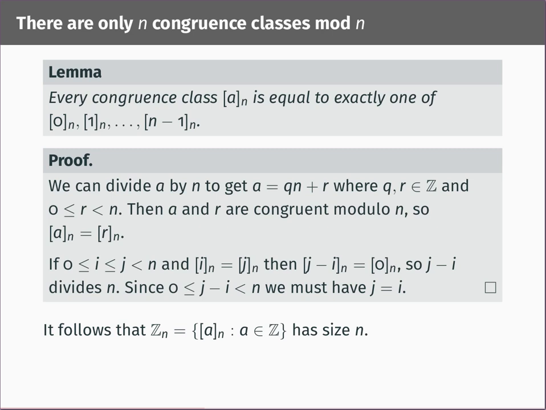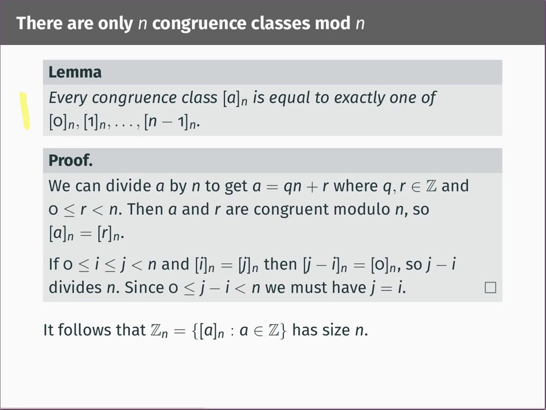Although there are many different labels for congruence classes, because you can think about the class of 1 mod n and the class of 2 mod n and the class of 3 mod n and the class of anything you like mod n, there are not many different congruence classes. In fact, as the lemma says, every congruence class modulo n is equal to one of the class of 0, or the class of 1, or the class of 2, up to the class of n minus 1. Let's see why this is.